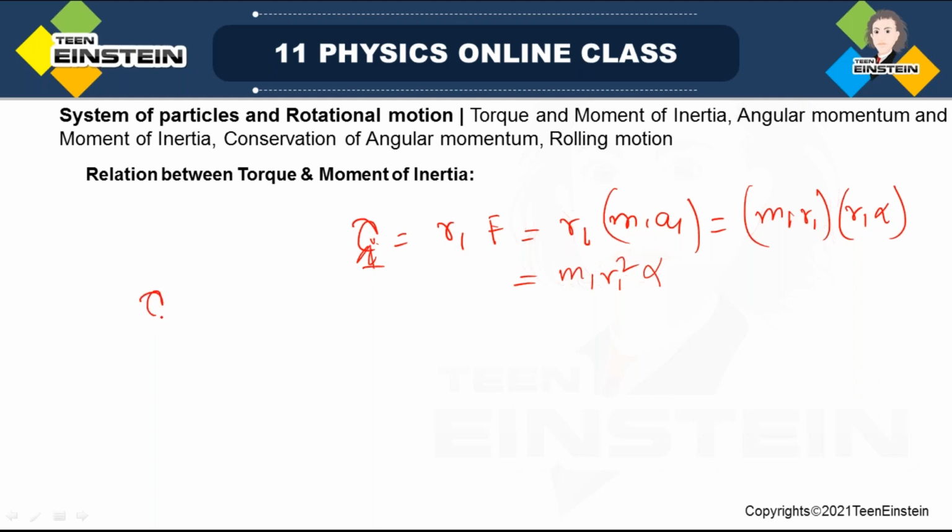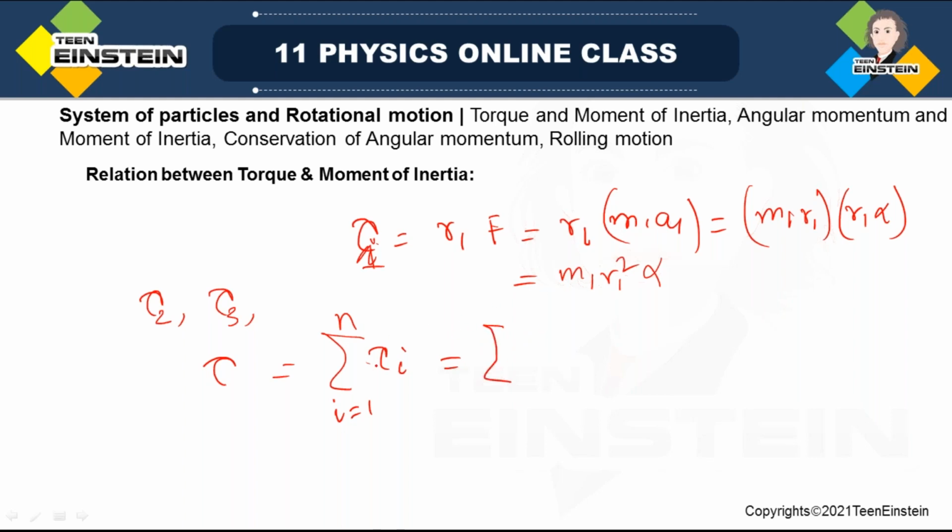If I calculate t2 for m2, which is at r2 distance away from the axis of rotation, t3 like that, if I calculate torque for each and every particle and then sum them up, then I get the total torque. See, I can write ti, i goes from 1 to n. Suppose there are n particles in the rigid body.